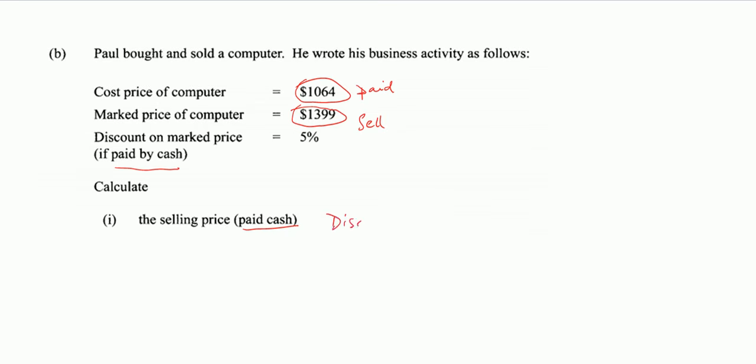So the discount will be equal to 5% multiplied by $1,399. Right? 5% is 0.05 multiplied by 1399, and that will give us 0.05 multiplied by 1399. So the discount is actually $69.95.